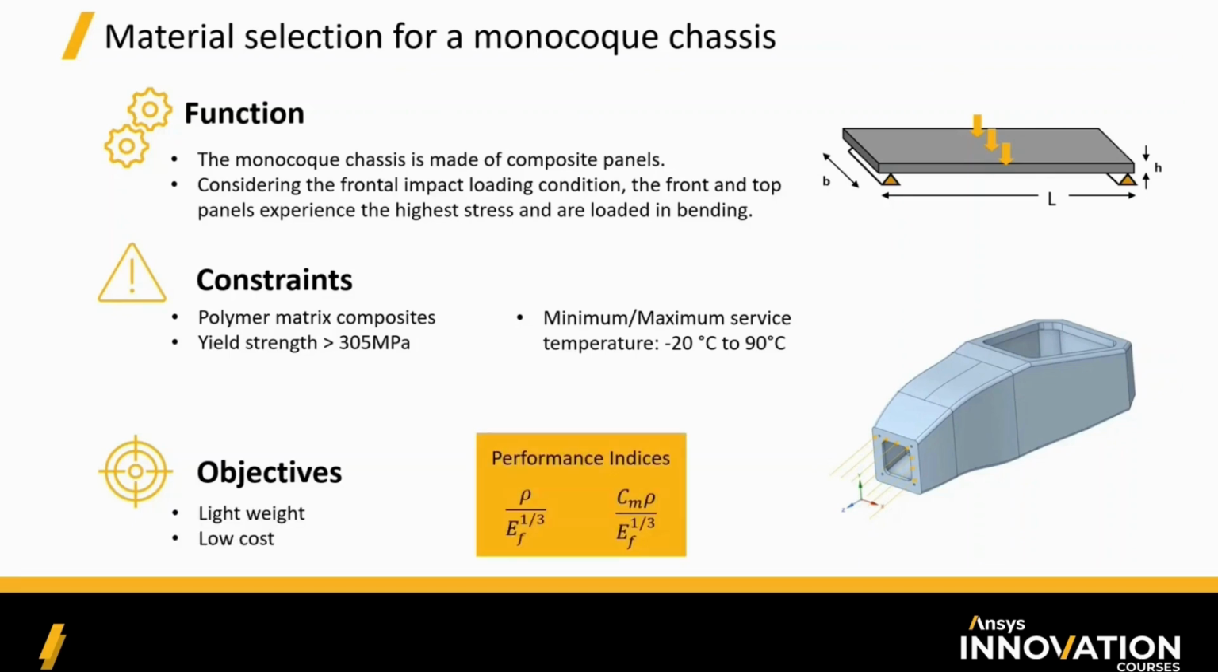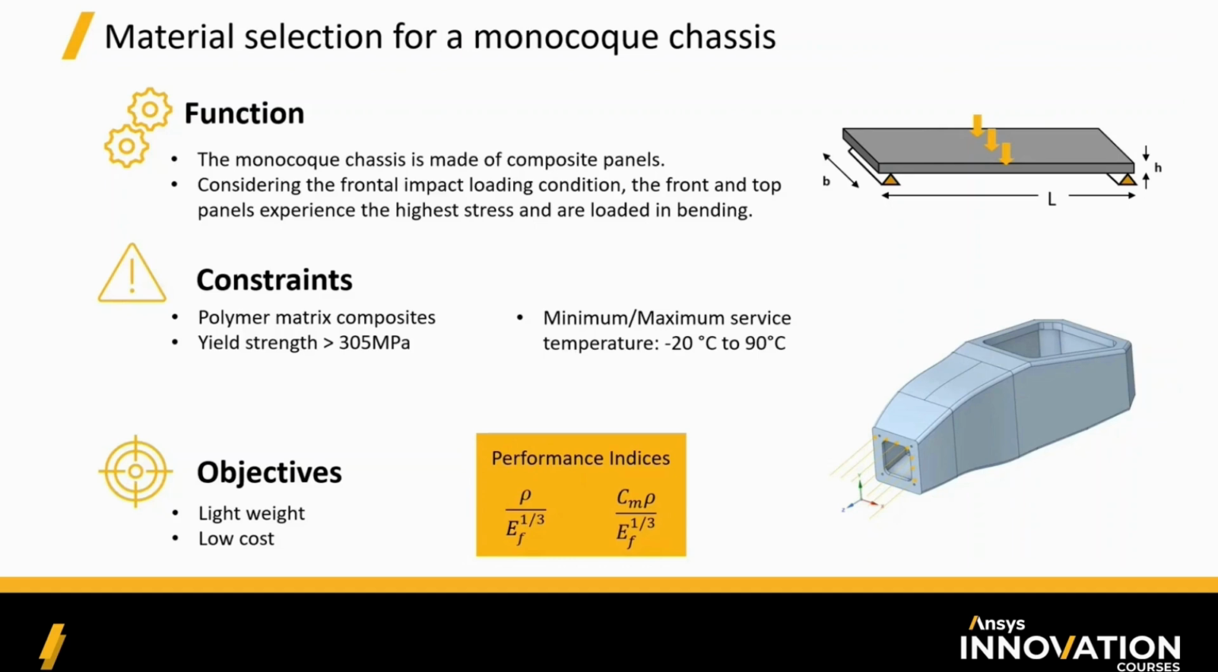And in terms of objectives, what we are trying to do in this material selection project is to identify materials that have the lowest possible weight as well as the lowest possible cost of material. So the performance indices that are identified on the screen are relevant to these two objectives. And when we are looking into materials with optimum lightweighting potential, the first performance index would be helpful, which is density of the material divided by its flexural modulus to the power of 1/3.